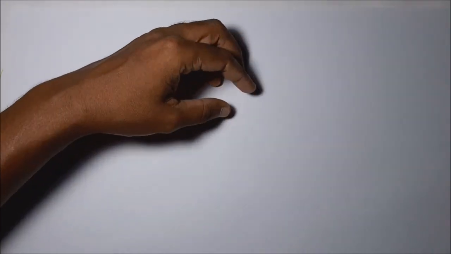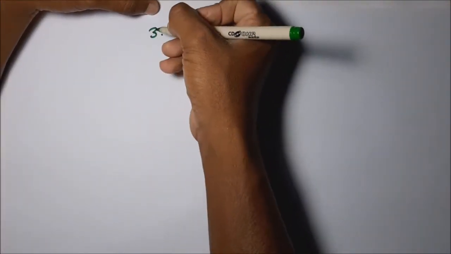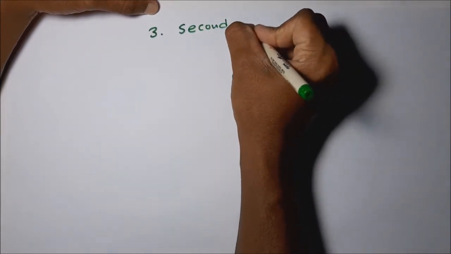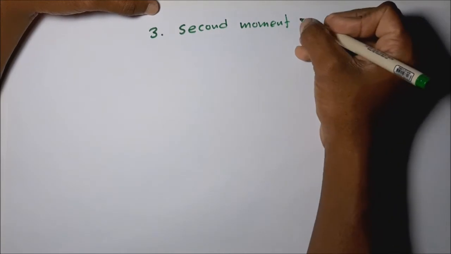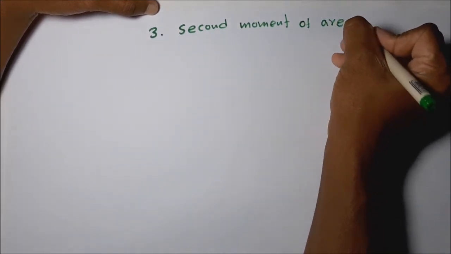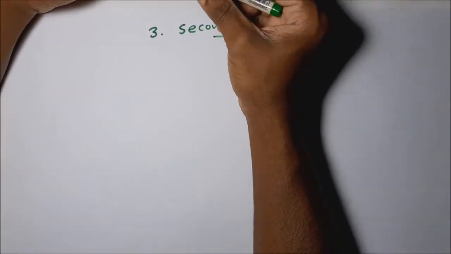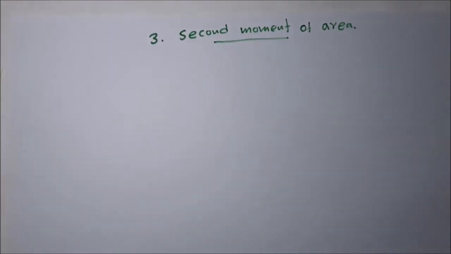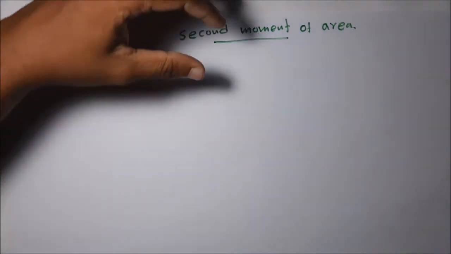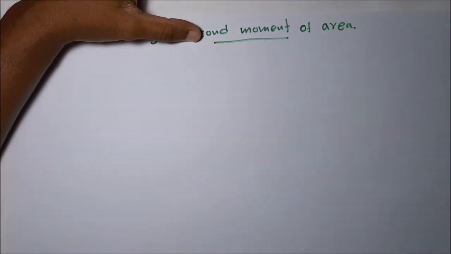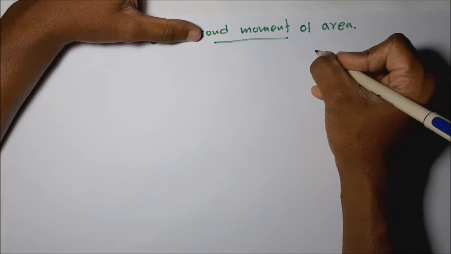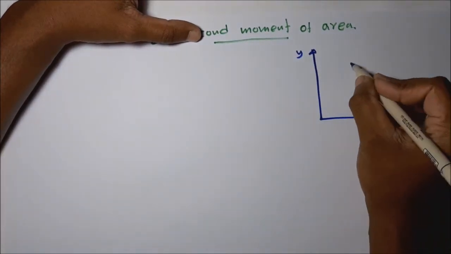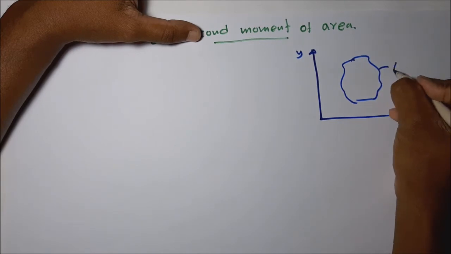Okay, then I am going to go for the third property, the second moment of area. The second moment of area is an important property. If we know the second moment of area, we can predict the stiffness of the structure resisting bending. Then let me take a certain area, with the y and the x axes. Let's take this as the area we are going to consider.